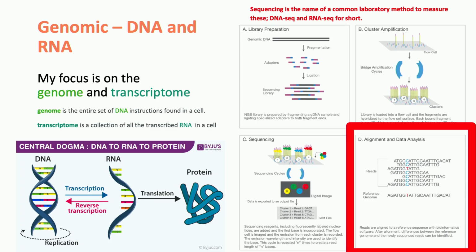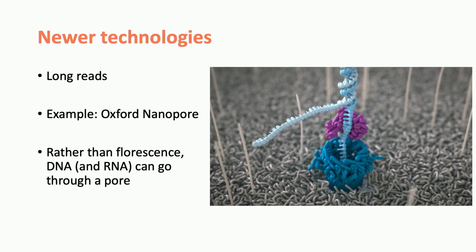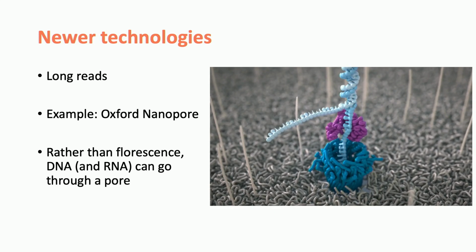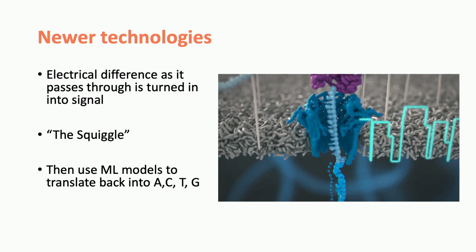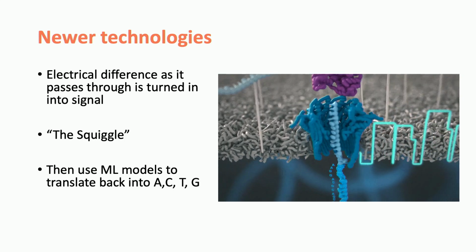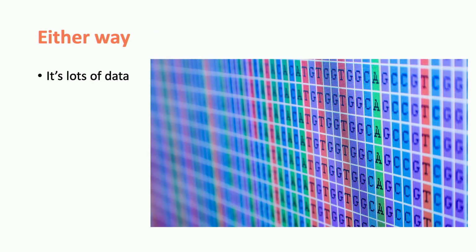That's kind of what's called NGS, but there was a big breakthrough. There are newer technologies such as long reads, and rather than fluorescence, in this we have the DNA and the RNA going through a pore in the machine. And as it goes through the pore, the electrical difference is turned into signal, and that signal is then converted into As, Cs, Ts, and Gs, typically with machine learning models nowadays. Regardless of the technique, either way, it's a lot of data.